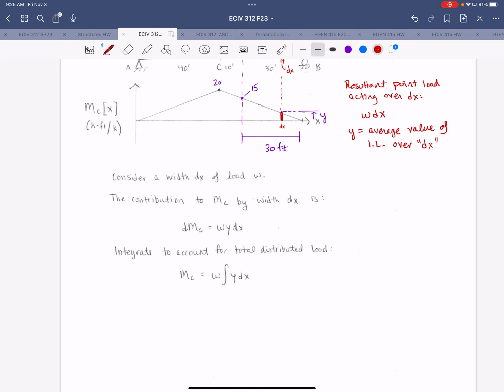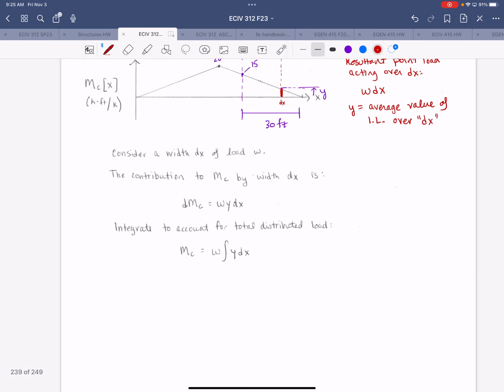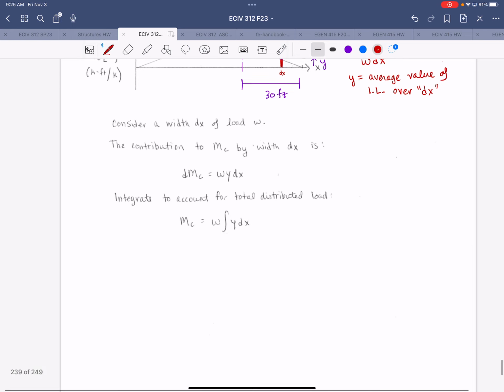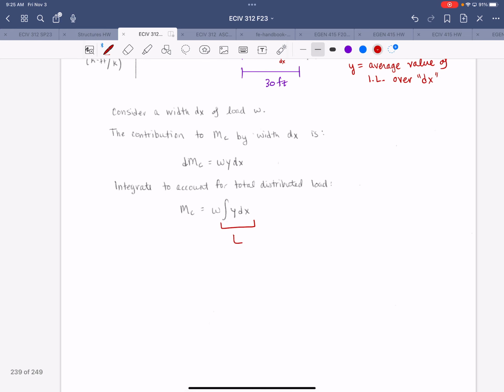So we have the integral of y dx times W on the outside. And this integral you may recognize as simply the area under the influence line, over the distance that the uniform load acts.